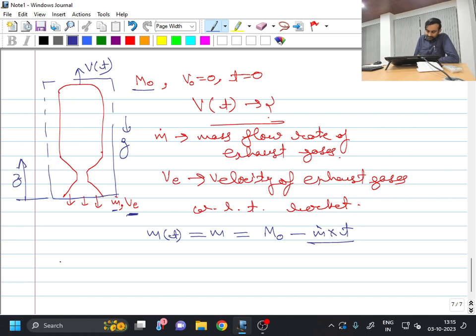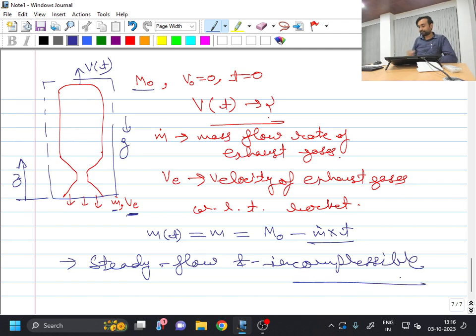Also consider that in this situation the flow within the rocket is steady. So we have a steady flow and incompressible flow situation. These are two more assumptions which I have invoked. Now, if I have to analyze this situation, the first important point to remember is that the velocity Ve which I am considering is with reference to the rocket surface, and the rocket surface is my non-inertial frame of reference because it is moving at some variable velocity V of t.